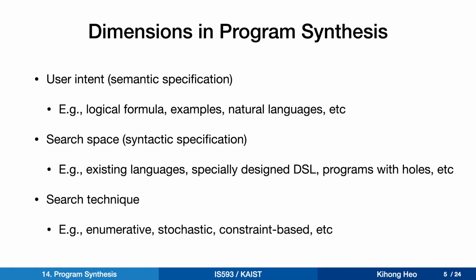The last one is search technique. A straightforward technique is to explicitly enumerate candidate programs one by one. Or we can use some stochastic searches or advanced constraint solving techniques. But in this lecture, we are going to explore input-output examples for user intent, specially designed domain-specific languages for search space, and enumerative search as the search technique.